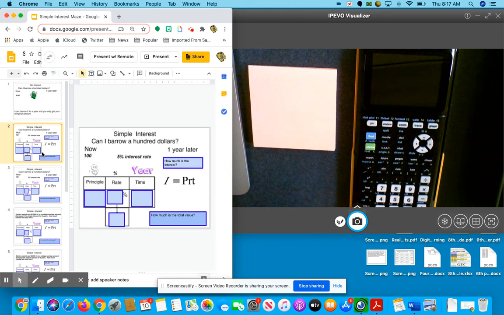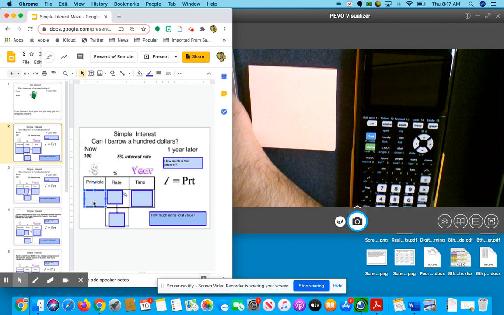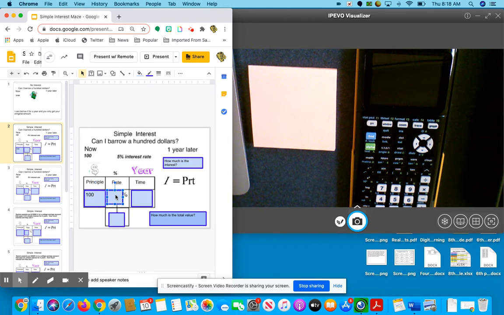It says, "Can I borrow $100?" Right now, our principal, which is the amount of money, and there's a dollar sign here that means the principal, would be $100, okay? And the rate would be 5%, so I'm going to put 5 right here. Then we're going to borrow money for 1 year, so I put a 1 right here, okay?